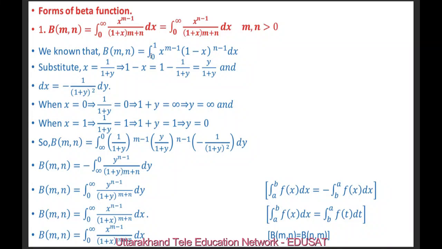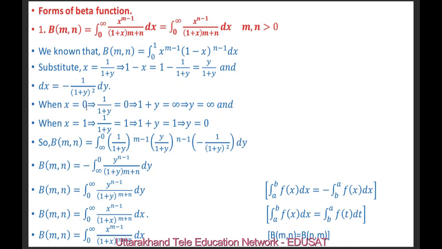If we substitute x equal to 1 upon 1 plus y, then 1 minus x is equal to 1 minus 1 upon 1 plus y. And if we simplify this term, we get y upon 1 plus y. On differentiating this, dx is the differentiation of 1 upon 1 plus y, which is minus 1 upon (1 plus y) square dy. Here the lower limit is 0, upper limit is 1. So whenever we substitute, we change the variable, we also change the limit.